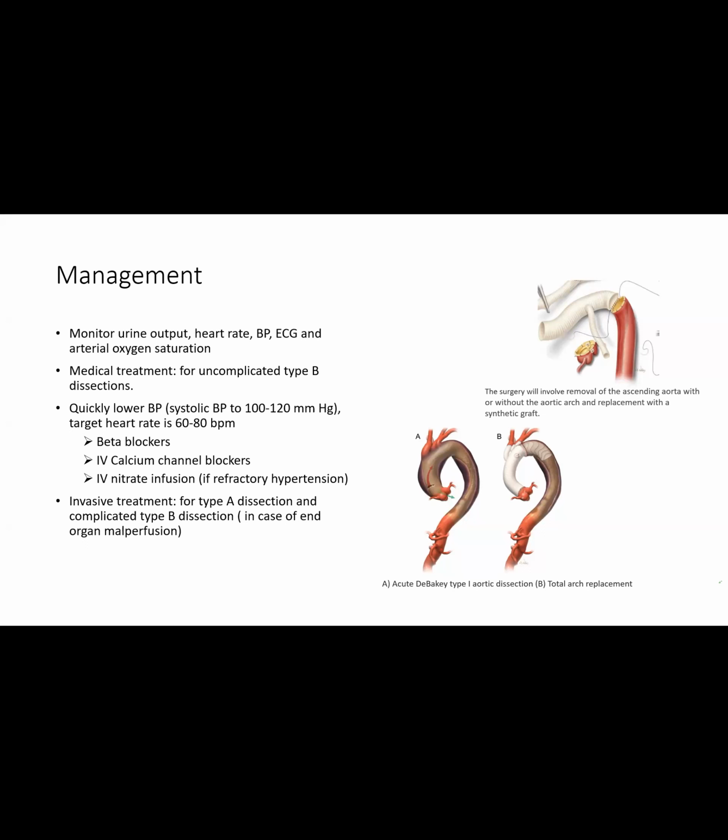And complicated type B dissections are also defined as those that have one or more complications, like end organ malperfusion, rapid aortic expansion, refractory chest or back pain, uncontrolled hypertension despite adequate pharmacotherapy, or signs of rupture such as hemothorax. Treatment options for complicated type B dissections include endovascular stenting of the aorta.